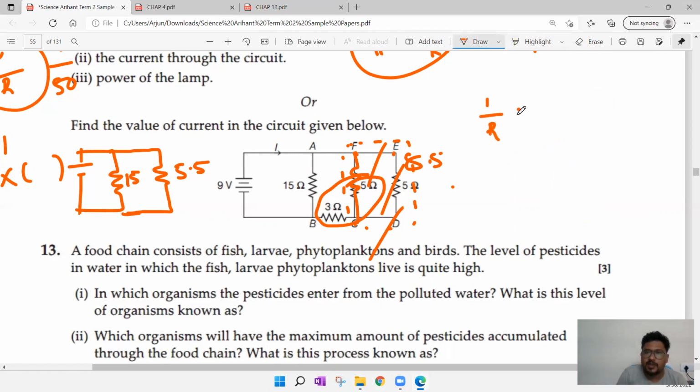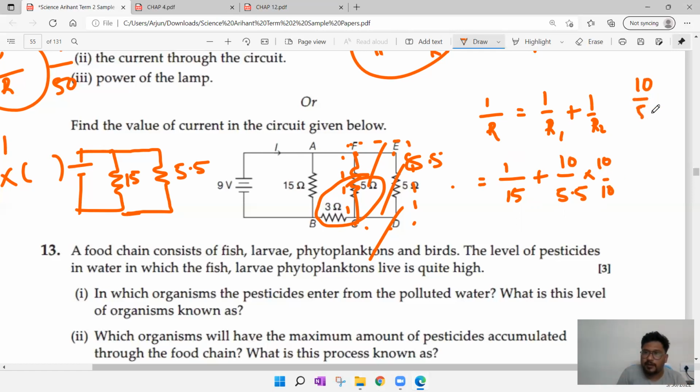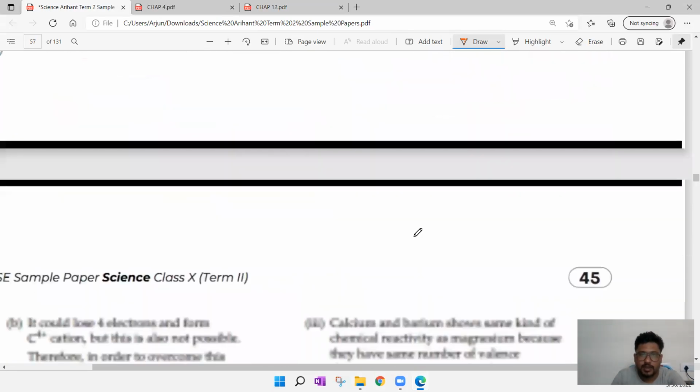1 by R is equal to 1 by R1 plus 1 by R2. Solve this, which is equal to 1 by R1 value is 15 plus 1 by R2 value is 5.5. If you feel it is difficult to do it, multiply and divide with 10. We will get 10 by 55. That's it now. 10 by 55. Again, 5 2s are 10, 5 11s are 55, so 2 by 11. Now what we can do, you can take LCM for 1 by 15 plus 2 by 11. LCM for 15 and 11. So here I'll show you the answer.